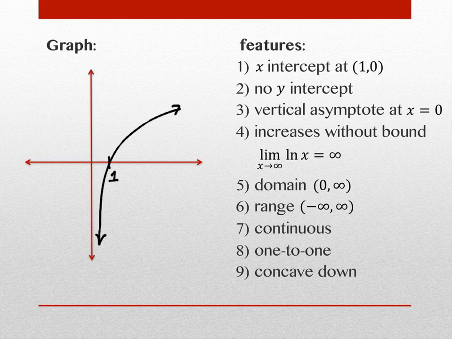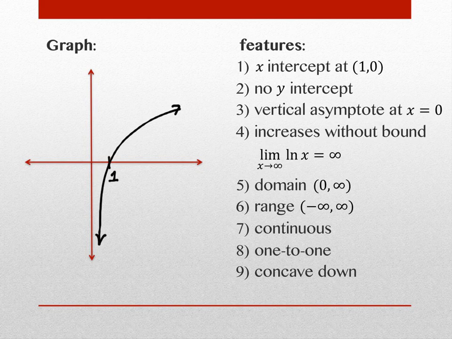I already talked about the domain. I mentioned that on the previous slide. The domain is all x values that are positive, or 0 to infinity. So we get the right-hand side of the graph. The range is everything, though. It can go down to negative infinity on the y-axis, and go up to positive infinity on the y-axis. It's going to do it slowly, but it would get there eventually.